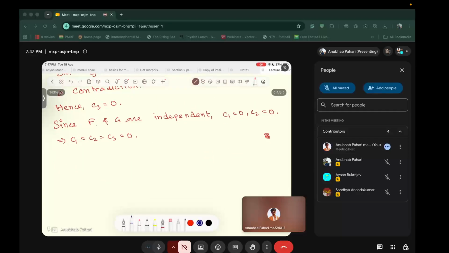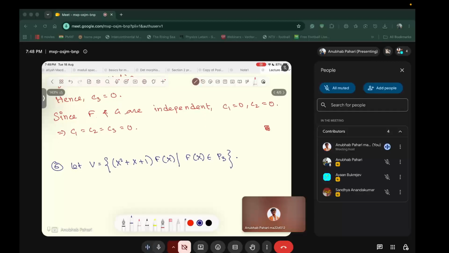Now let's move on to our next problem. Let V equal x squared plus x plus 1 times f(x), where f(x) belongs to P3. Then find the dimension of V.